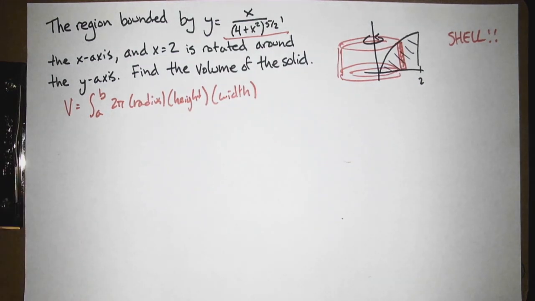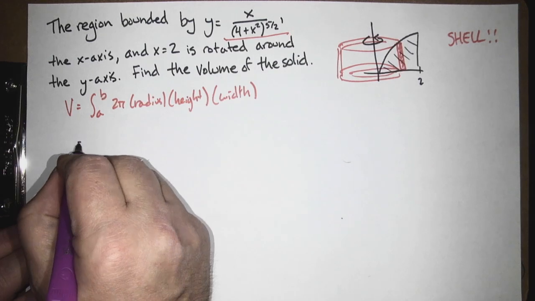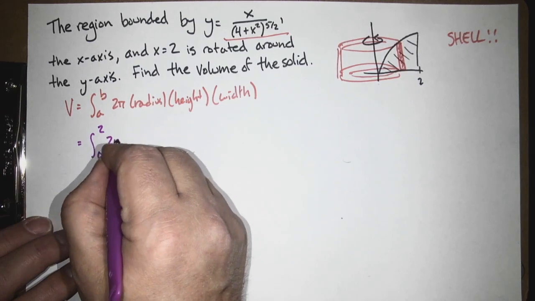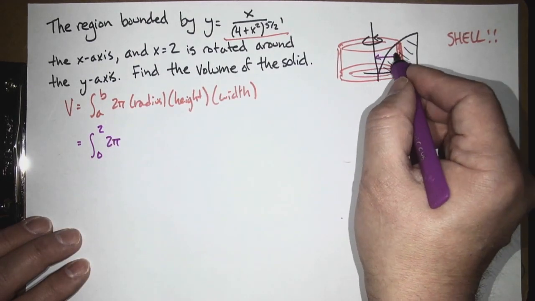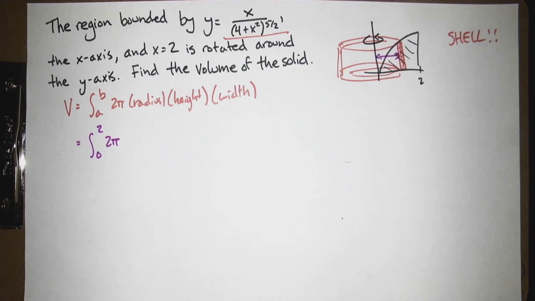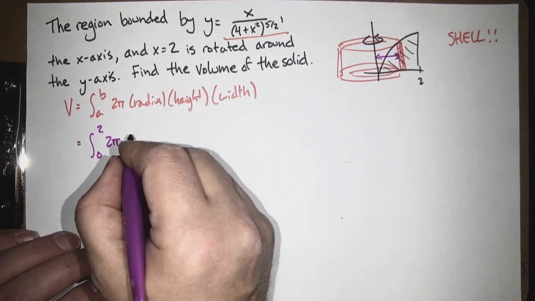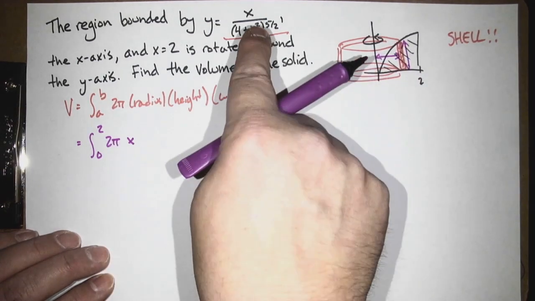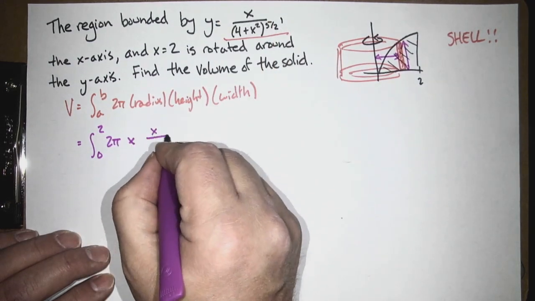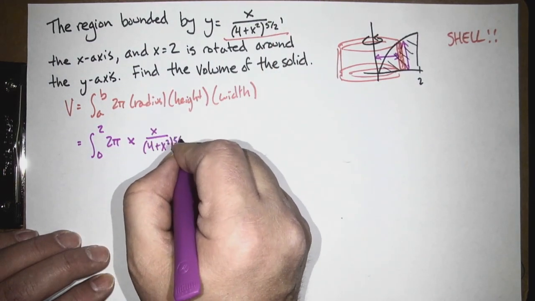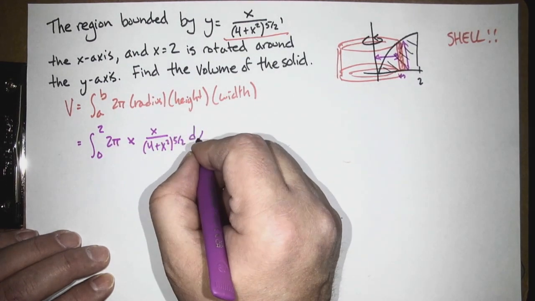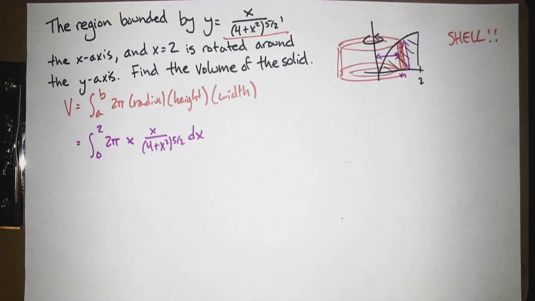Okay, so for us, we start going through and writing things down. Our region, where are we going between? 0 and 2. 2 pi is 2 pi. Radius is how far you are to where you spin. How far are we from where we spin? X. Our height is the function, x over 4 plus x squared to the 5 halves. And our width is this little tiny piece here, dx. So that's our integral. Okay, cool. And now we're ready.